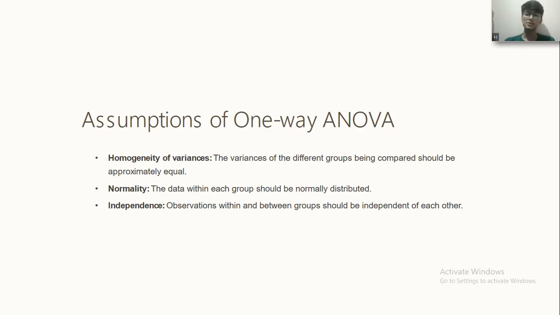So what are the assumptions of one-way ANOVA? There are three assumptions: homogeneity of variances, normality, and independence. Homogeneity of variances: the variances of the different groups being compared should be approximately equal. Normality: the data within each group should be normally distributed. Independence: observations within and between groups should be independent of each other.